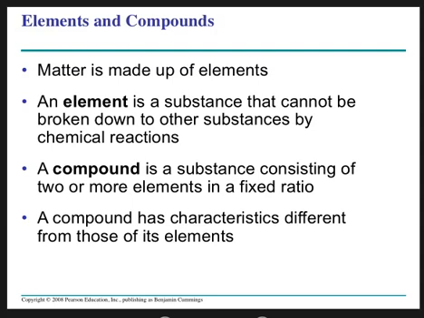Sugar, glucose, is C6H12O6. It's 6 carbons, 12 hydrogens, 6 oxygens. That's a compound. Compounds have characteristics different than those elements. So sugar, the compound, has a very different set of characteristics than if I just take carbon, or just take hydrogen, or just take oxygen.